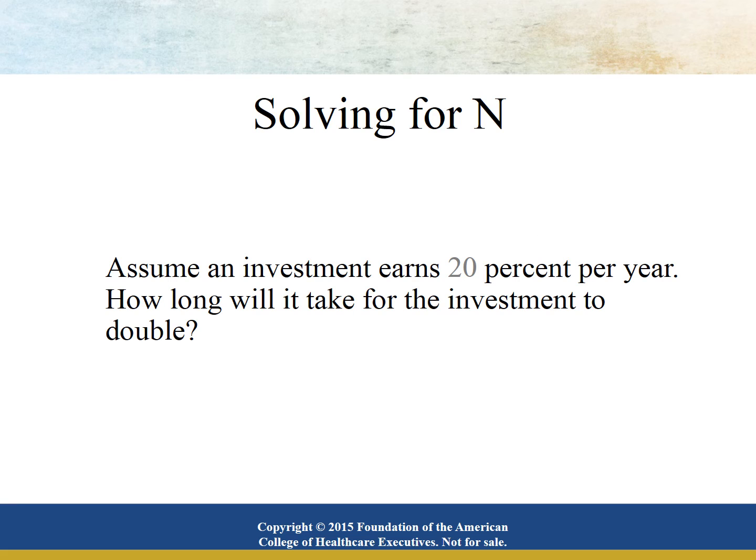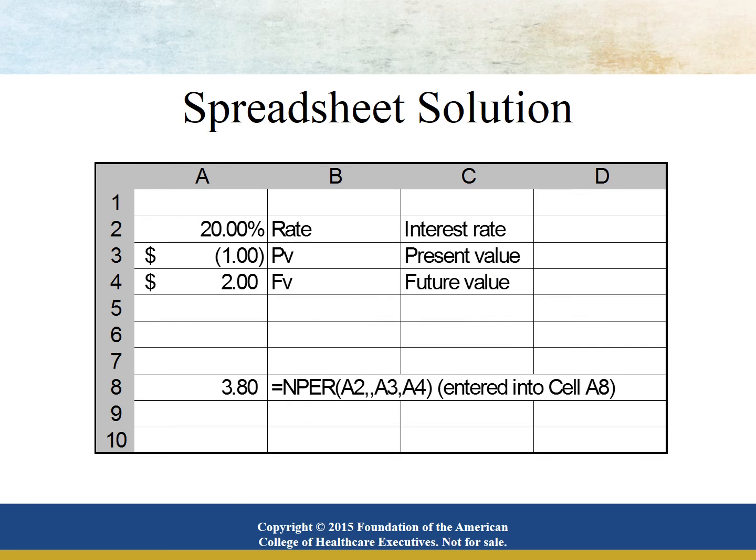If an investment earns 20% per year, how long will it take the investment to double? There you go. The number of periods in per. You've got a 20% interest rate, present value of $1, future value of 2. How long is it going to take for it to double? The number of periods are 3.8. At 20% interest, it will take 3.8 years to double.